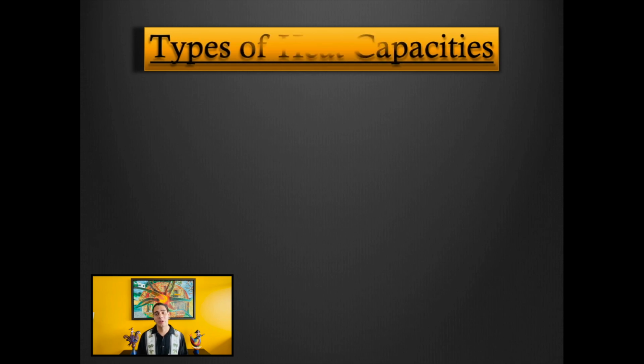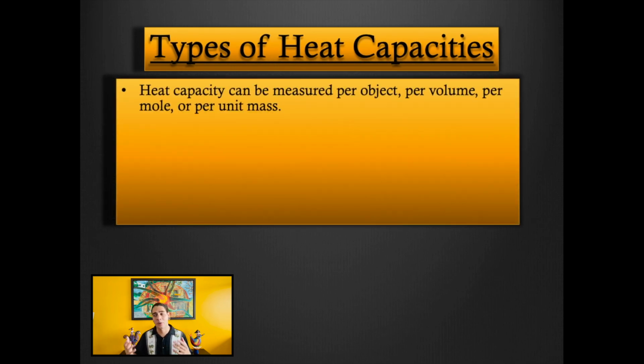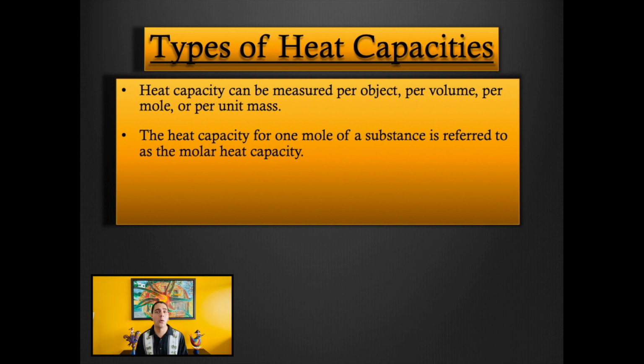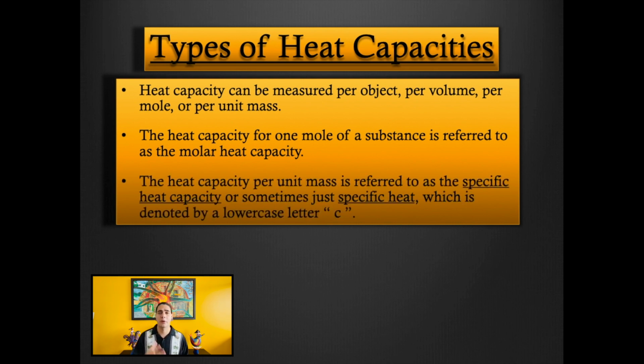So heat capacity is actually a very flexible quantity. We can measure it per mass, per volume, per weight, per object, per anything that you can really come up with as long as you're consistent with your measurements. With these types of distinctions, scientists call particular ones special names. The heat capacity per mole of a substance is known as the molar heat capacity. The heat capacity per mass of a substance is known as the specific heat capacity, or for short, just specific heat. That one is just referred to with the lowercase letter c instead.